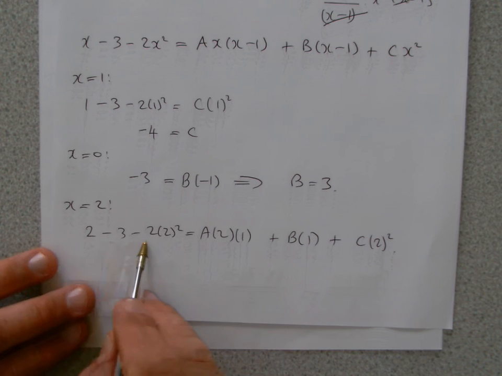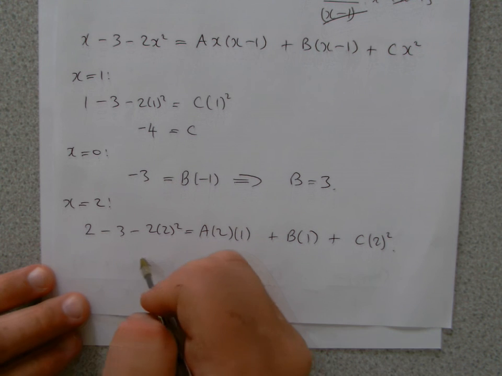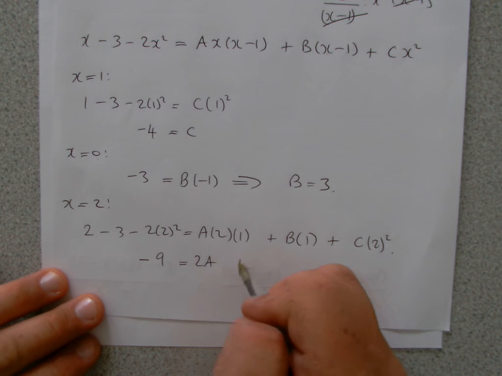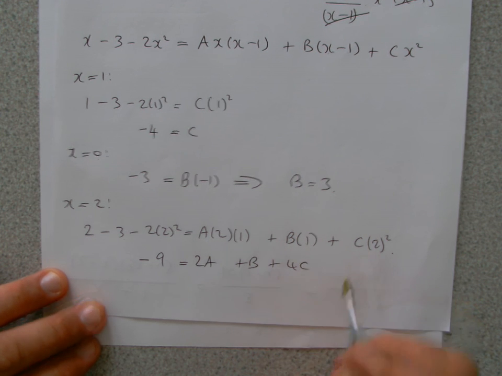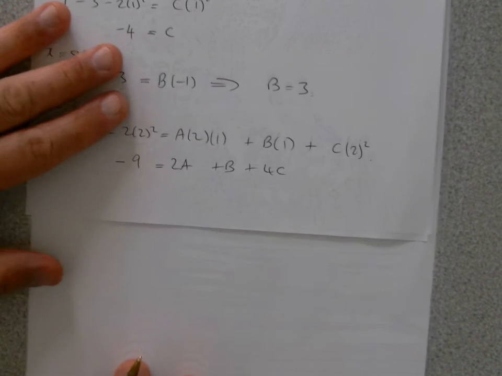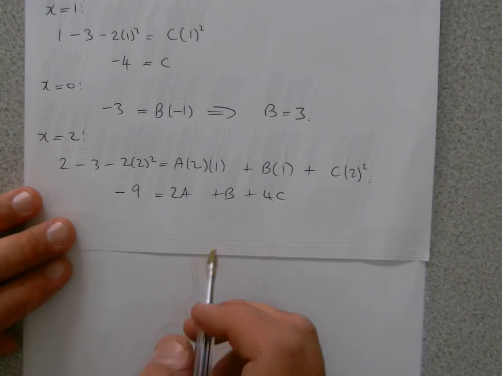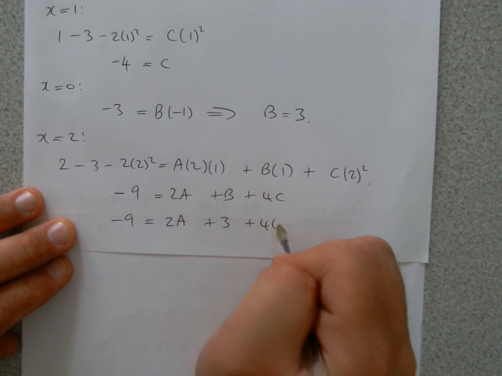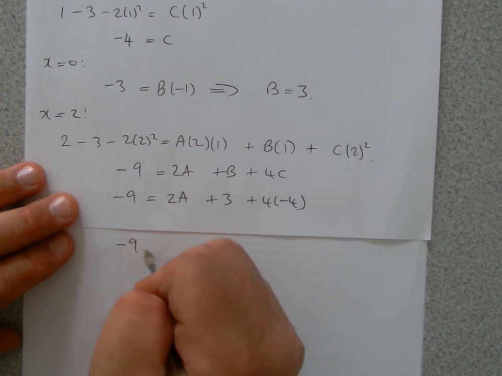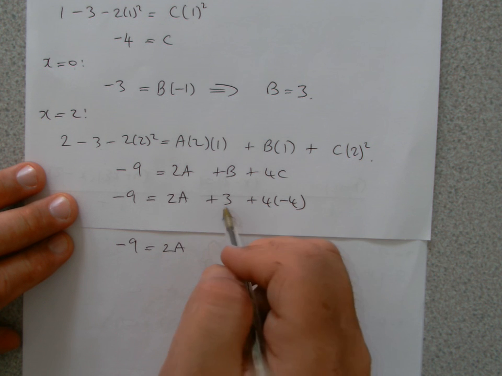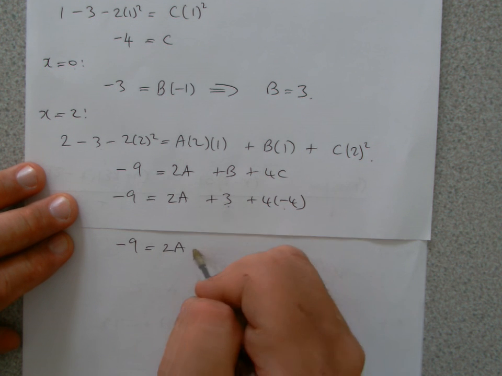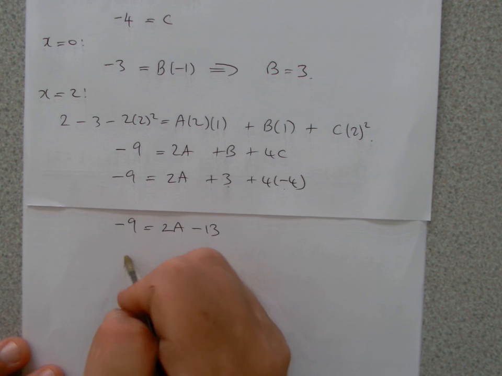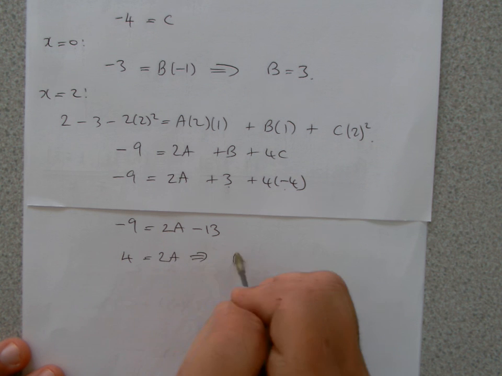Working out this side here, that would be negative 9. This will be 2a, that will be b, and this will be 4c, of course, because you're squaring the 2. Don't forget to substitute in the values that you've got already. So we don't know a, we know b is 3, and we know c is negative 4. So what's this going to be? That's 3, that's negative 16, so that's negative 13. Take that over, so we get 4 is 2a, which means a equals 2.